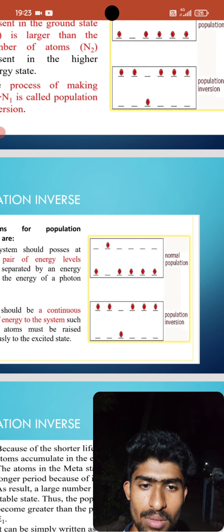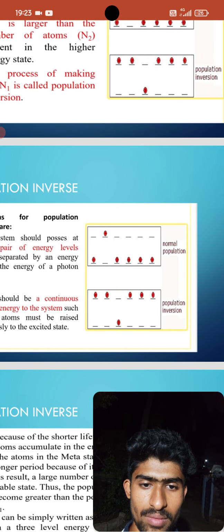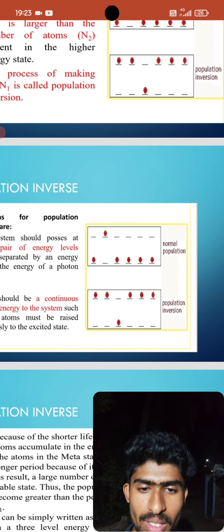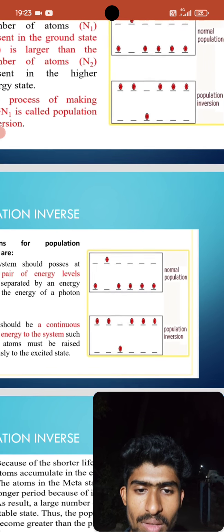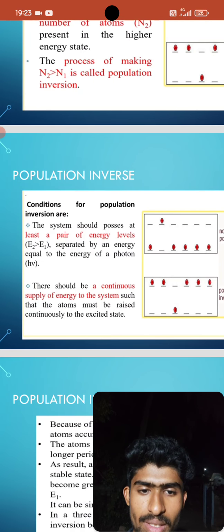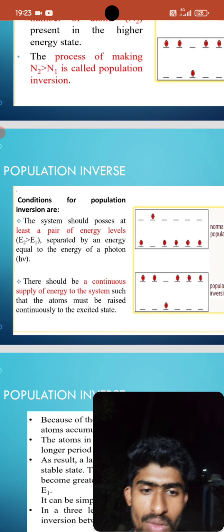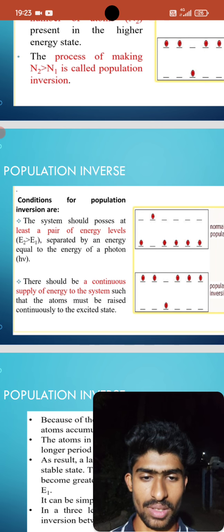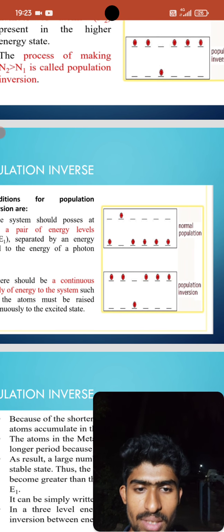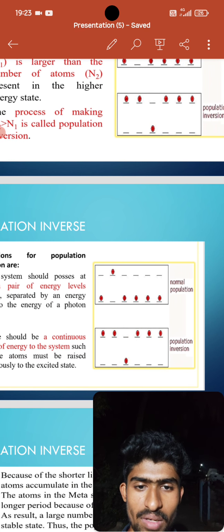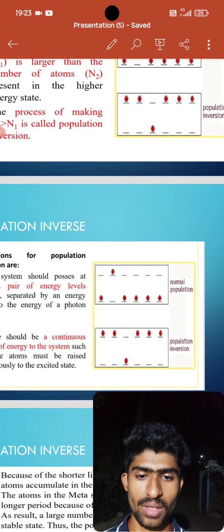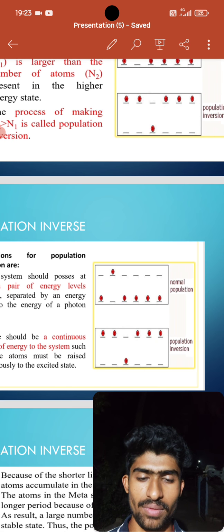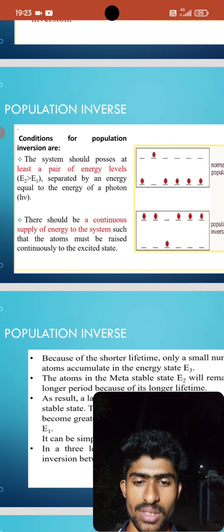Example, as shown in the diagram. First is the normal population, and the second is population inversion, where N2 is greater than N1. Here N2 has five electrons and N1 has one. N2 minus N1 is known as the population inversion. In the first case, the normal population, N2 has only one electron and N1 has five electrons.